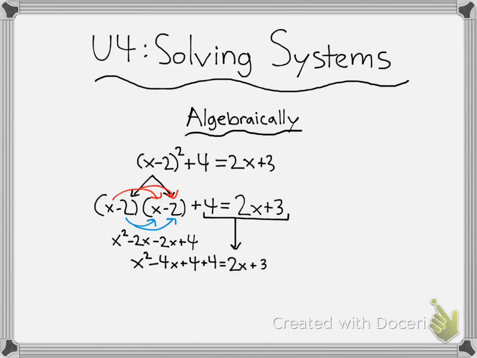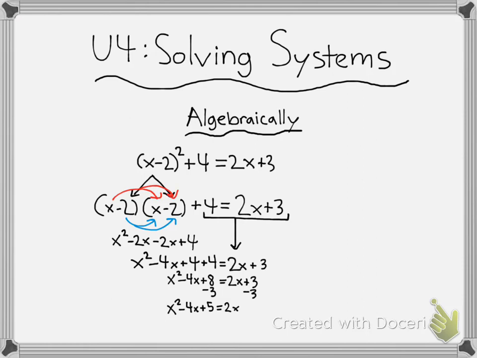So now let's go ahead and combine like terms. So we've got a 4 and a 4, and these both don't have any x's by them, so we can combine them. So this will be x squared minus 4x plus 8 is equal to 2x plus 3. And next, let's move the 3 over to the other side. So let's combine that 3 with the 8. So we'll do minus 3 to both sides, and we'll get x squared minus 4x plus 5 is equal to 2x.